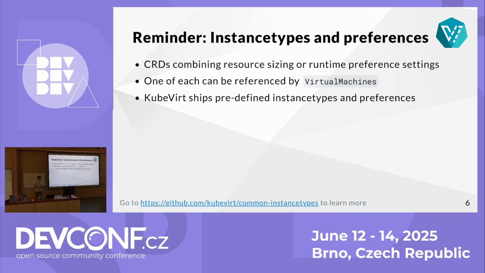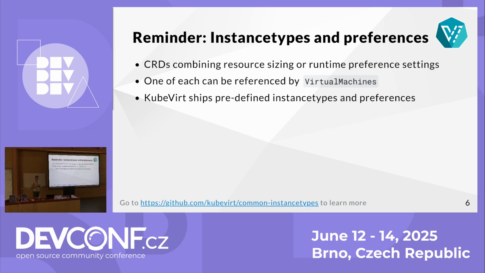Lastly, I wanted to give you a quick reminder about a topic I've given a talk about in the past already, which is instance types and preferences. Those will become a bit more important later in this talk again. So what are instance types and preferences? Those are custom resource definitions combining the resource sizing and runtime preference settings of a virtual machine. Those can be referenced by a virtual machine, one of each, and will be used to apply those settings to an actual running virtual machine, which is called a virtual machine instance, and that is derived from a virtual machine object.